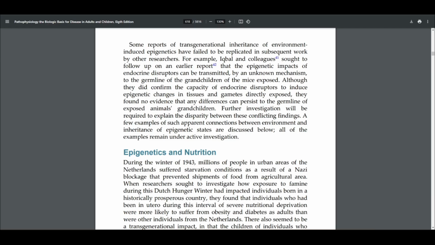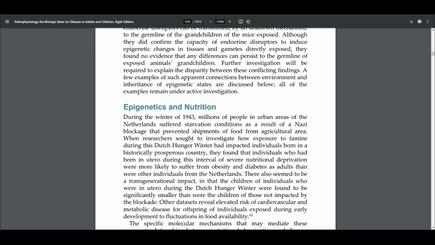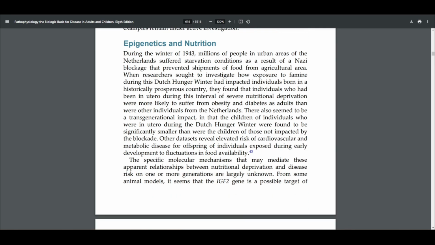A few examples of such apparent connections between environment and inheritance of epigenetic states are discussed below. All of the examples remain under active investigation, however. So, epigenetics and nutrition. During the winter of 1943, millions of people in urban areas of the Netherlands suffered starvation conditions as a result of a Nazi blockade that prevented shipments of food from agricultural areas.